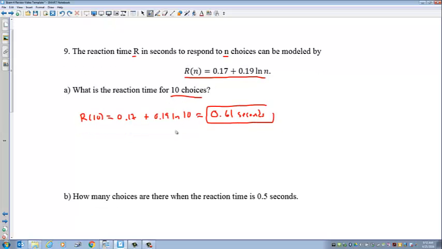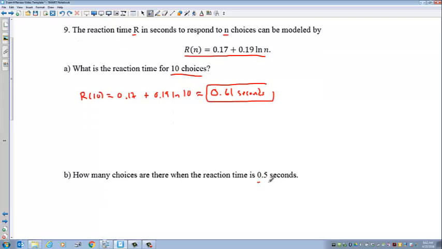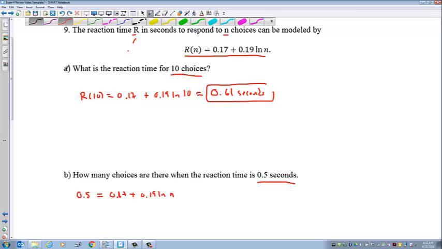And then below it, how many choices are there when the reaction time is 0.5 seconds? Now that's output, so we'll set it equal: 0.5 is equal to 0.17 plus 0.19 ln of n. And we'll solve this for n. Now again, you can use technology, graph the right or graph the left, and intersect, but the harder way is to actually solve by hand. I'm going to practice that, and on the exam, if it says use your calculator, you can, but if it says do this by hand, then make sure you do it by hand. So on this one, we'll solve this by hand.